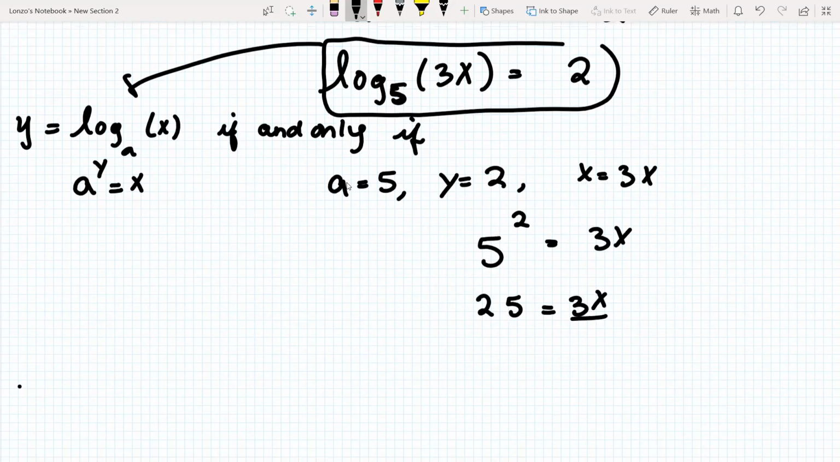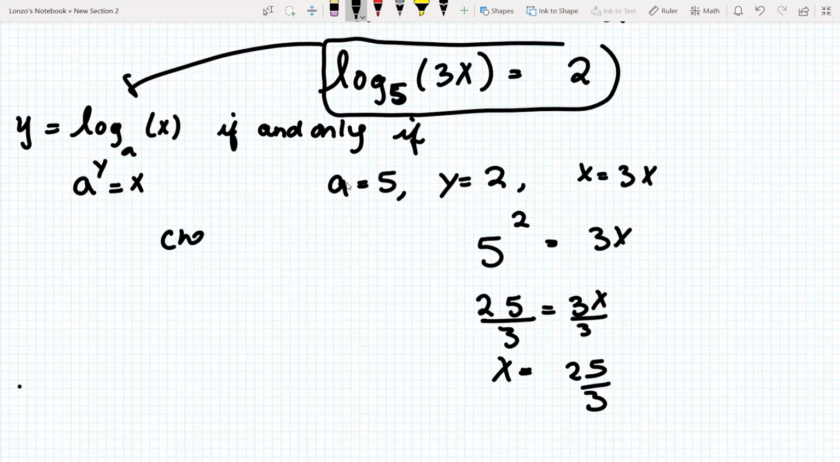Okay, so 5 squared is 25 equals 3x. Then what you're going to do is divide both sides by 3. So you get 25 over 3. We'll just keep it as 25 over 3 because it's a very long number, a repeating decimal. So we'll just say 25 over 3 right now. Okay, so does that mean that is our solution? We don't know. We've got to check it, right?